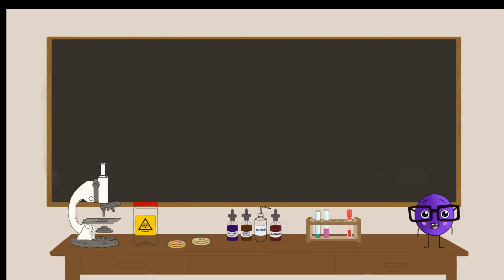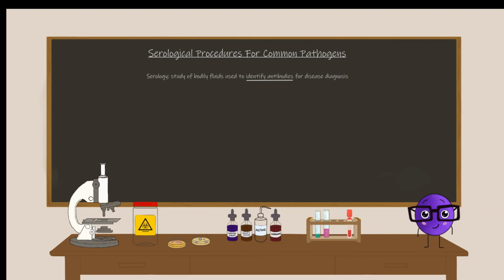Serological procedures for common pathogens. Serological procedures are essential in diagnosing infectious disease by detecting specific antibodies or antigens in a patient's blood serum. Here's a quick recap of the definitions. Antigens are substances which elicit an immune response in the body. They include toxins and chemicals and often lead to the production of antibodies.